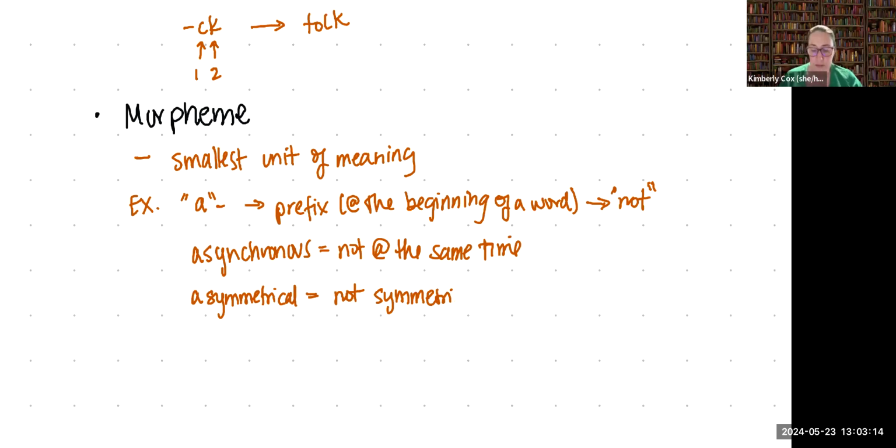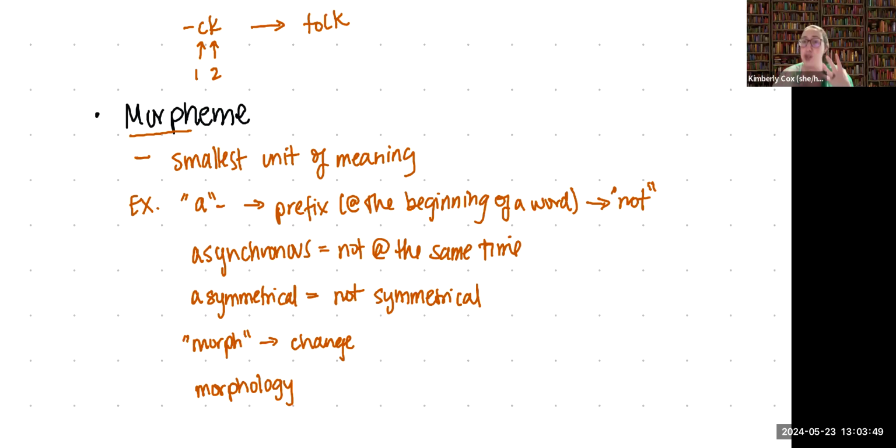But as you can even see, we have morphemes like morph itself. Morph means to change. So you can think about words like morphology, or like the word morpheme, which has to do with meaning, but kind of that change in meaning.